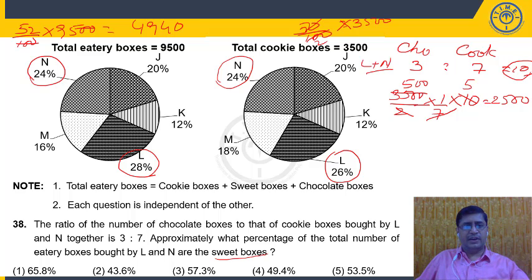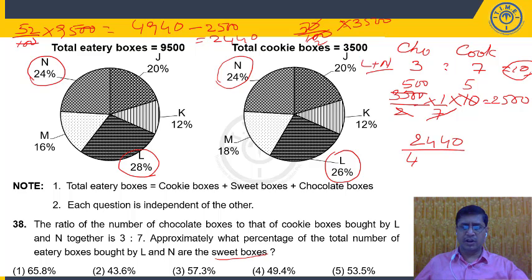When you subtract 2500 from this, what is the result? Now it is 2440. So 2440 is the sweet boxes. This 2440 upon the total number 4940, we need to find the percentage. Now 2400 is the numerator, denominator 4900.